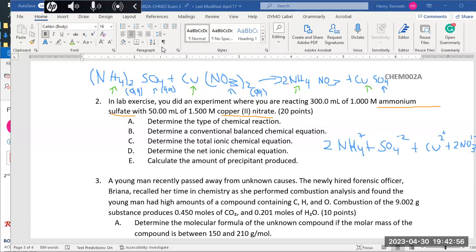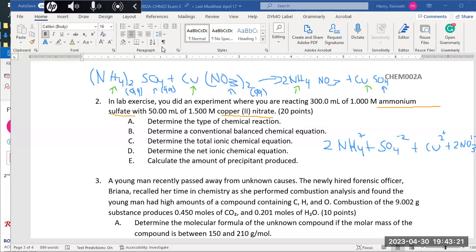So in this case, all the ions cancel each other out. But if you were to get a precipitate, if one of these products was not soluble, then the ionic equation would be different, because the insoluble one would remain in solid form. So you would not change it, if that makes sense.